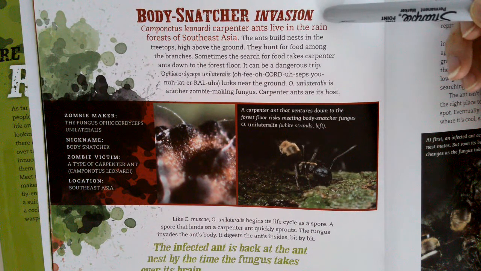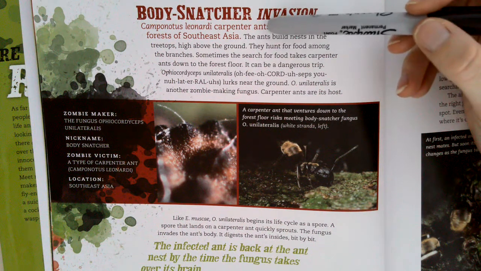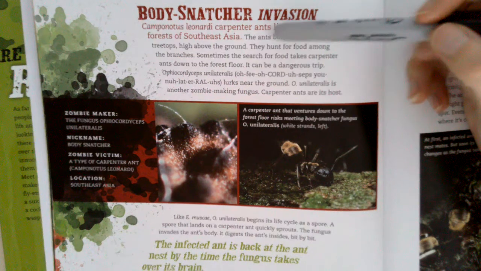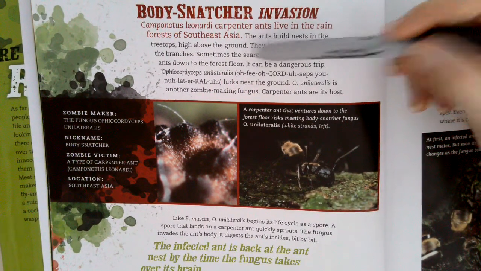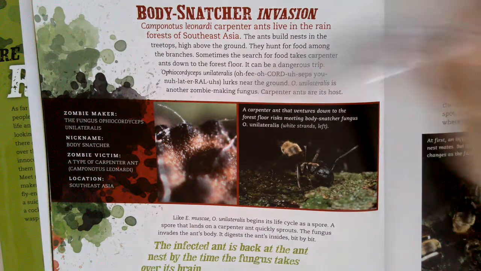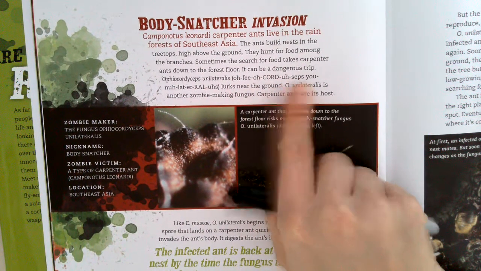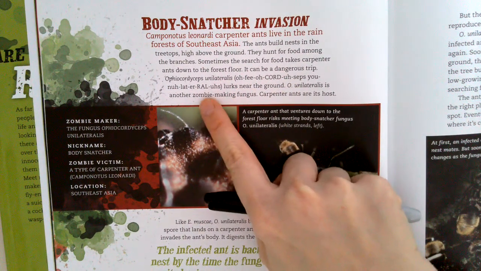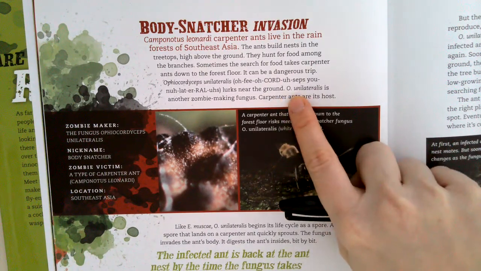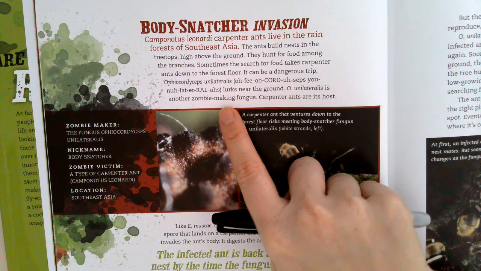Okay, so body snatcher invasion. Carpenter ants live in the rainforest of Southeast Asia. The ant builds the nest in treetops, high above the ground. They hunt for food among the branches. Sometimes the search for food takes carpenter ants down to the forest floor. It can be a dangerous trip. Ophiocordyceps unilateralis lurks near the ground. O. unilateralis is another zombie-making fungus. Carpenter ants are its host.